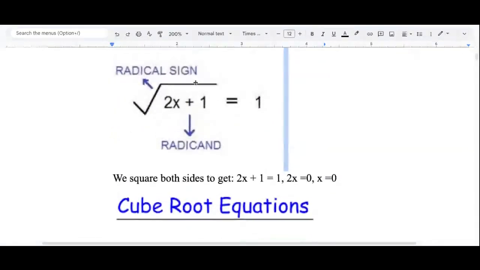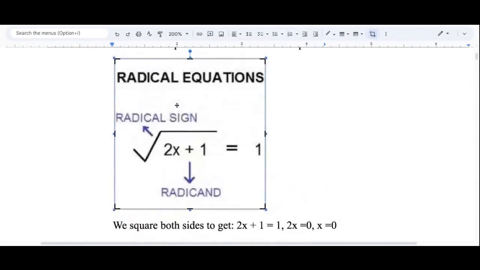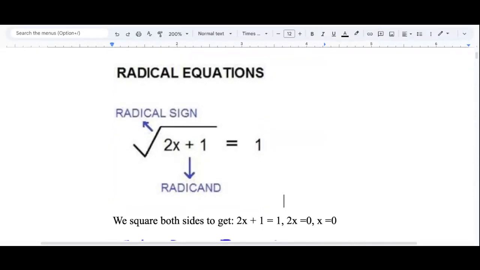So how do we solve this? We would square both sides, because square root will get 2x plus 1 equals 1. Then minus 1 on both sides, 2x equals 0. That means x equals 0, right? So 0 indeed is a solution for this. 2 times 0 is 0. 0 plus 1 is 1. Square root of 1 equals 1. That's the only solution. So 0 is the only solution.